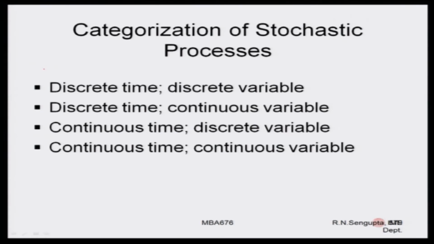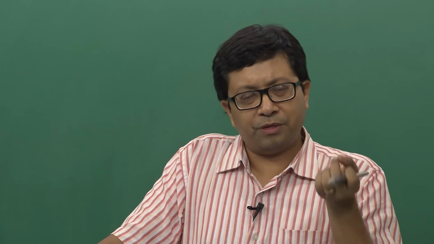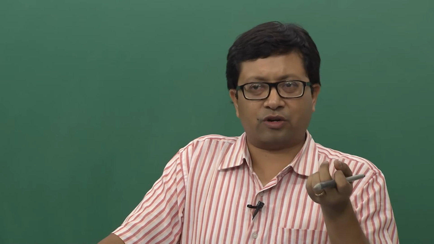So, we will consider this combination of the movement of the stock prices in two different spheres. One is the discrete time discrete variable process, then you will have the discrete time continuous variable process, and we will have the continuous time discrete variable process, and the last one would be the continuous time continuous variable process. So, remember the time factor is what we are considering, and the variable would be the x or the y variable we are trying to consider.